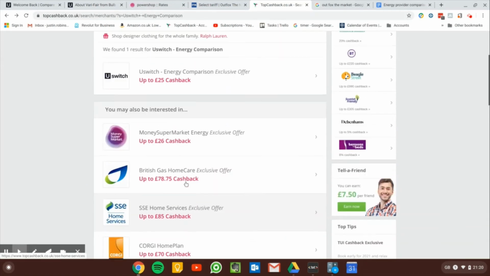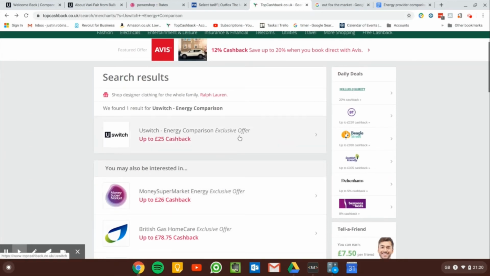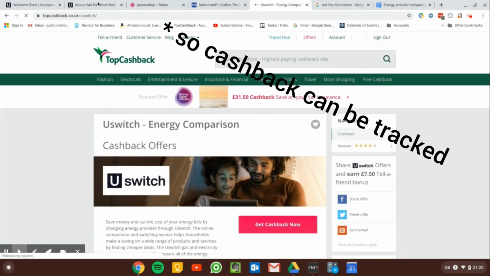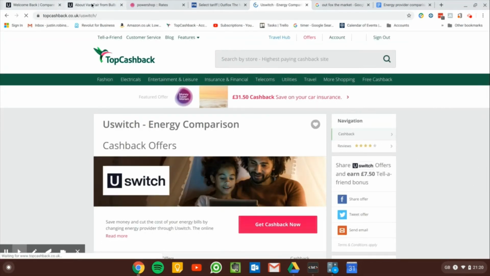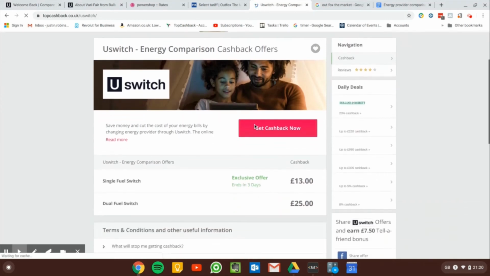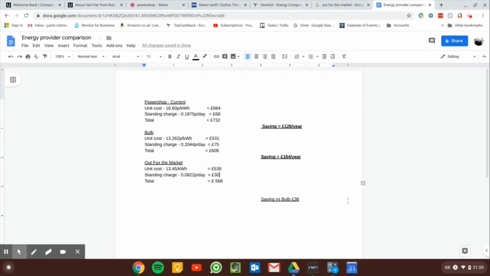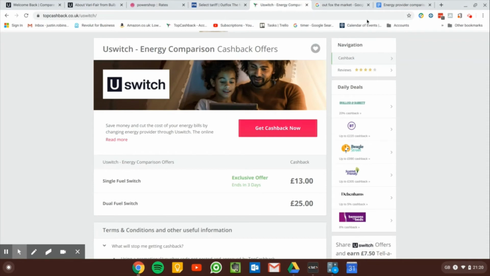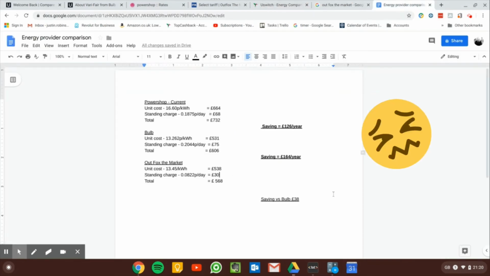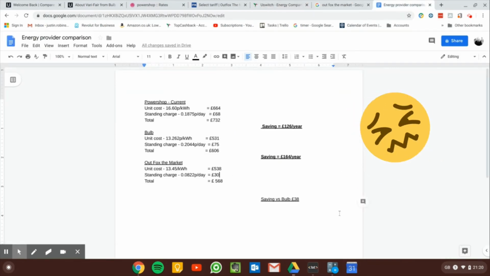So if I wanted to squeeze a bit more out of this, I could use this cashback. So I'd have to close my Uswitch windows and get cashback now. I could be eligible, because I'm only doing a single fuel switch, for an additional £13. So that eats into that £38 difference. So if I take off that difference, it's not quite as big again. So that'll go down to 25.